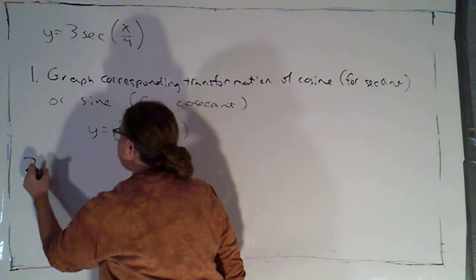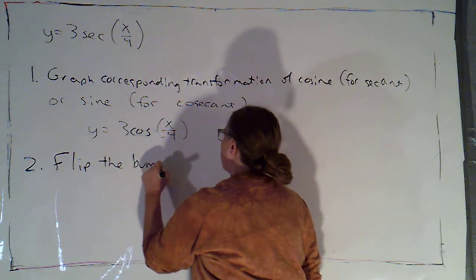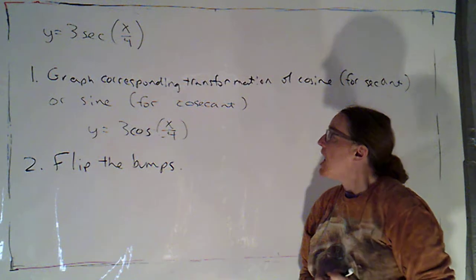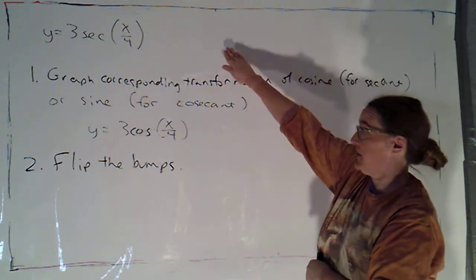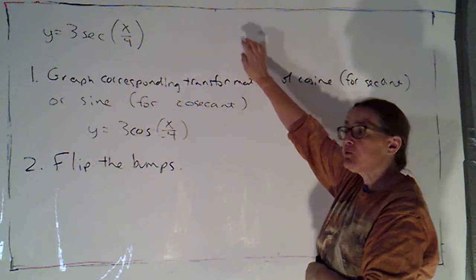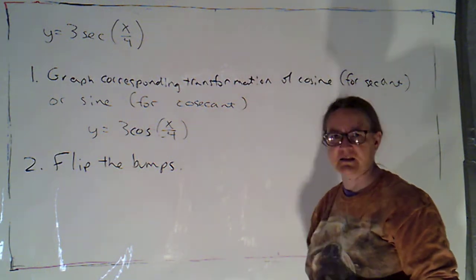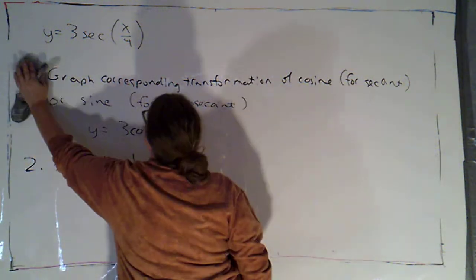And then once I've done that, I will flip the bumps, just like we did in graphing our basic secant and cosecant graphs. So what I want to do is just do these two steps for this particular problem. Once we've done it, we'll take a look at exactly why it is that this works. Okay, so let me clear some space.